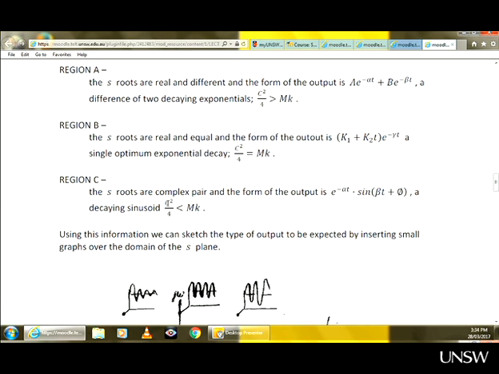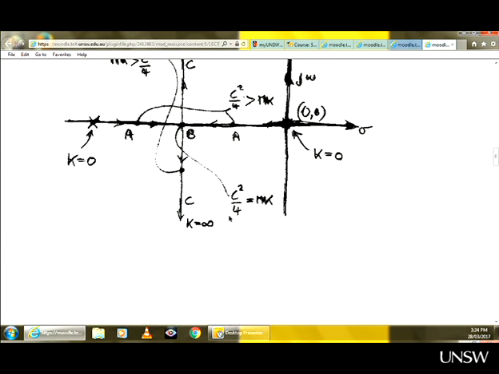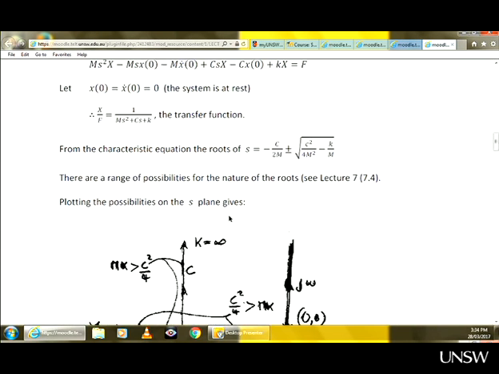Case C, when C squared over 4 is less than MK, this expression here becomes negative.